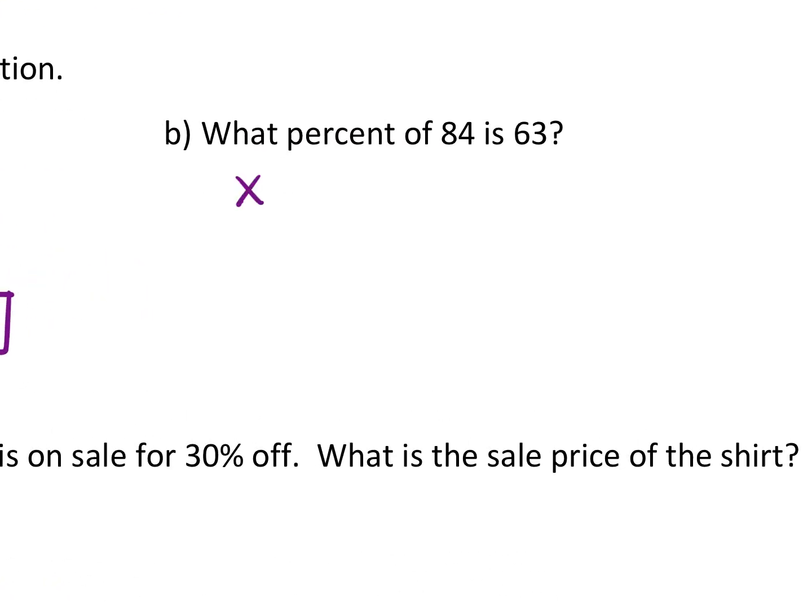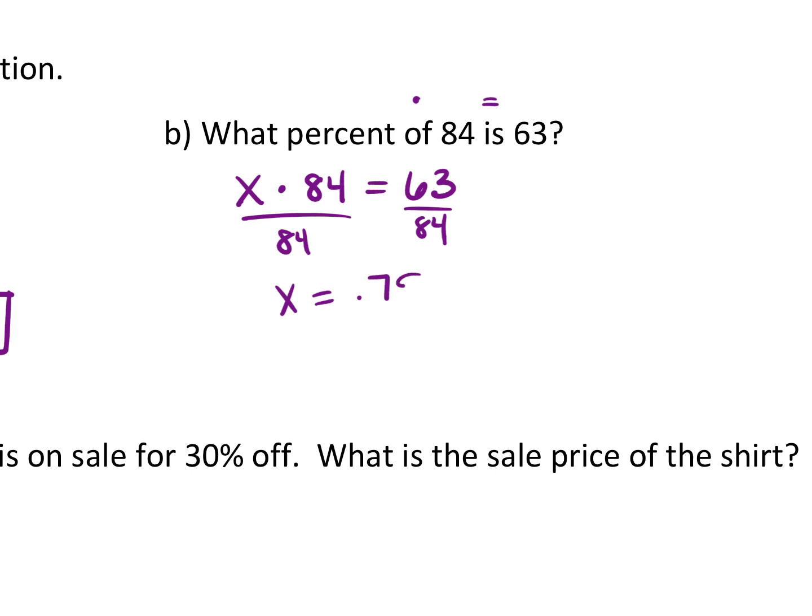What percent of 84 is 63? So x times 84 equals 63. Okay, so "of" is times, "is" is equals. So solve it, divide by 84, and then plug that into your calculator. 63 divided by 84 is 0.75. To turn a decimal into a percent, we multiply by 100. So x is 75%.